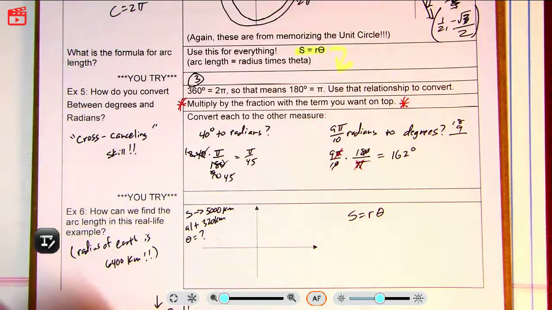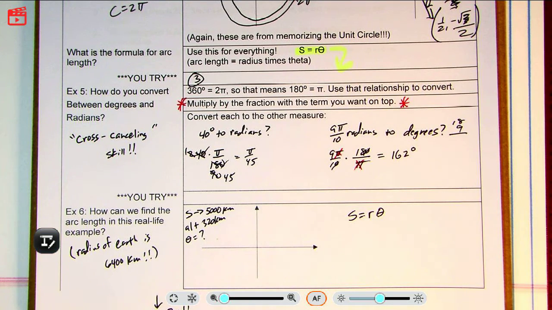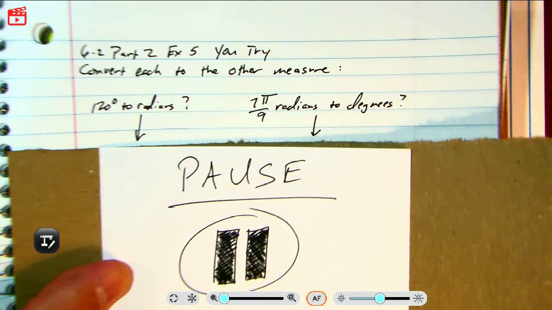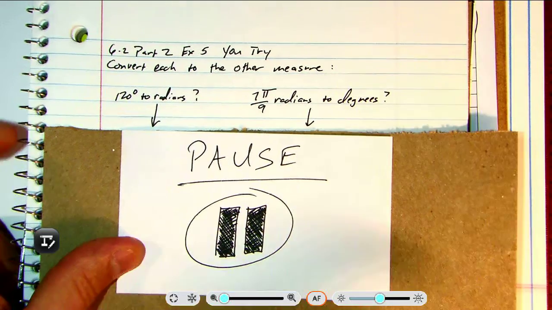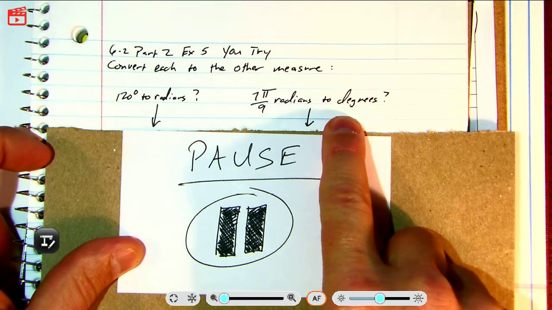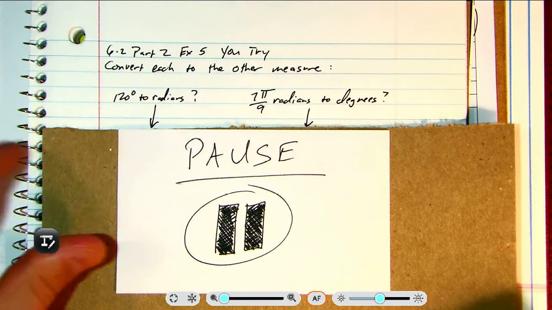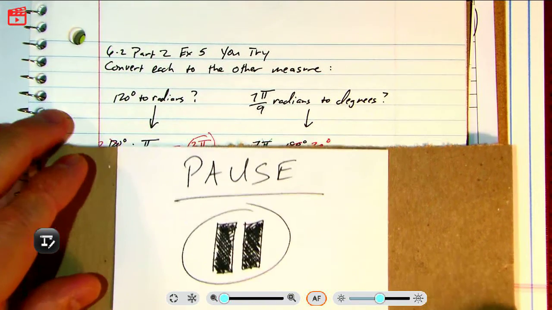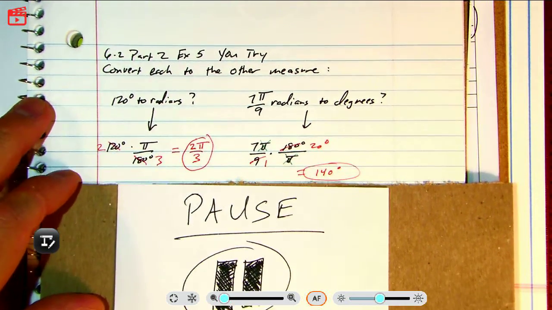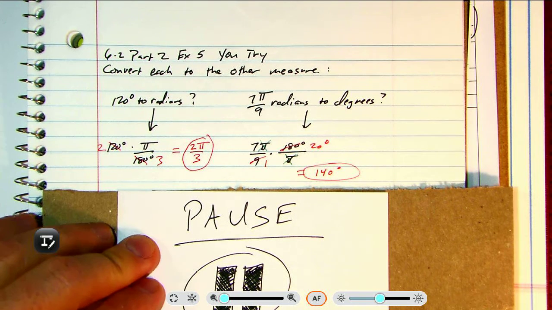Okay, here are some for you guys to try going both ways. So this one, go to 2 radians, and this one, go to 2 degrees. Pause it and see if you can figure it out. Alright, and here are those 2 answers. How did you do? That's the end of this video.